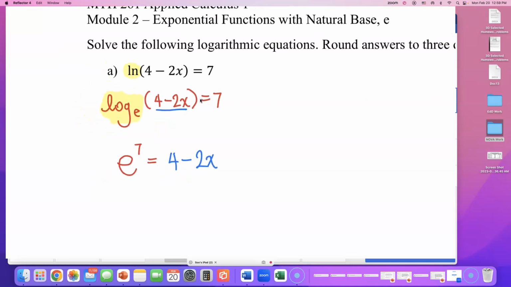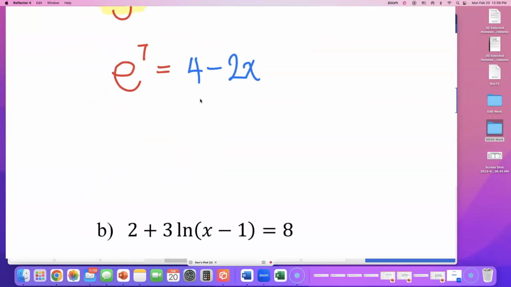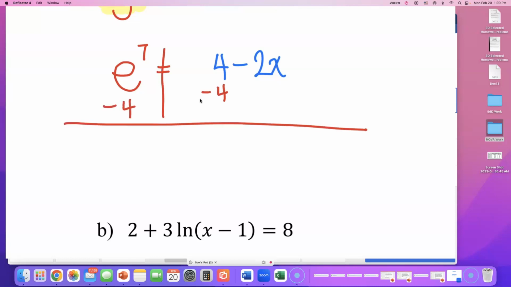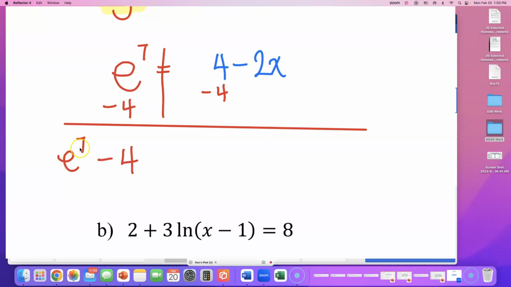I'm going to solve it, okay? So here, the 4 is positive, right? You see 4 is a positive 4. So you want to subtract 4 from both sides. Minus 4, minus 4. So the left side will be e to the 7th minus 4. I can't really subtract because this is an exponential term, and that's just a number. So just write it as e to the 7th minus 4. And that equals what comes down? This negative 2x.